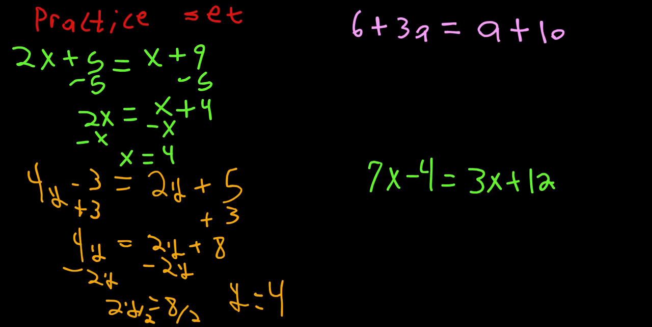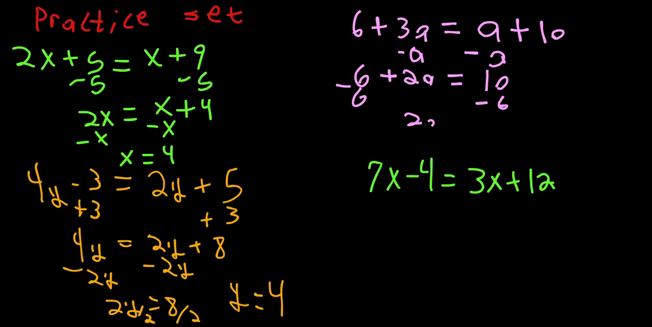Okay, what do we have here? Let's go ahead, we're going to switch it up a little bit here. Let's subtract the variable first. We get 2a plus 6, and we get 10 on this side, and that's an equation. Now we'll subtract 6 from both sides, and we get 2a equals 4. We divide by 2, and we'll write it over here, a equals 2.